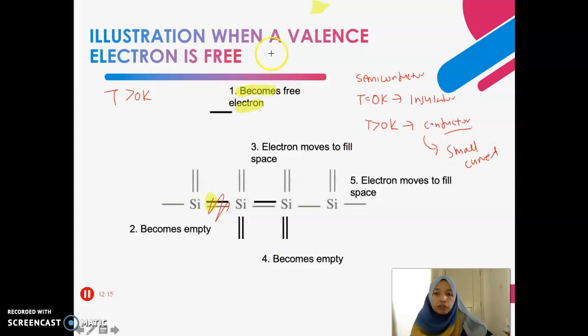Okay, so that's all for this video. We'll see how the band gap energy works inside the conductor and inside the semiconductor.